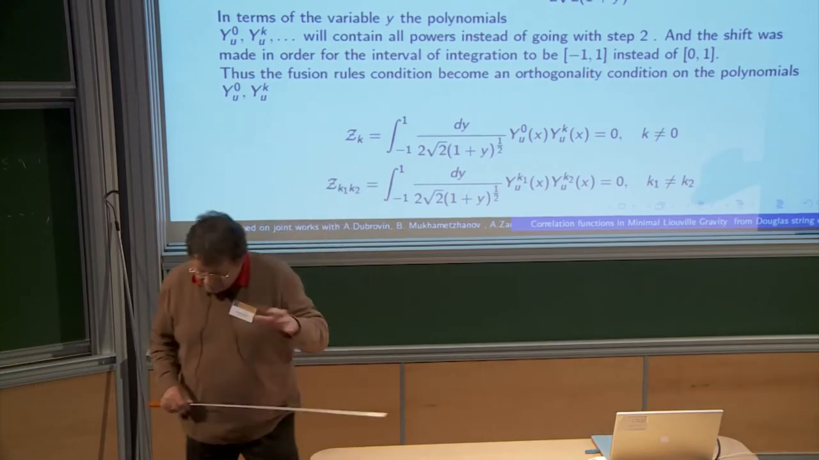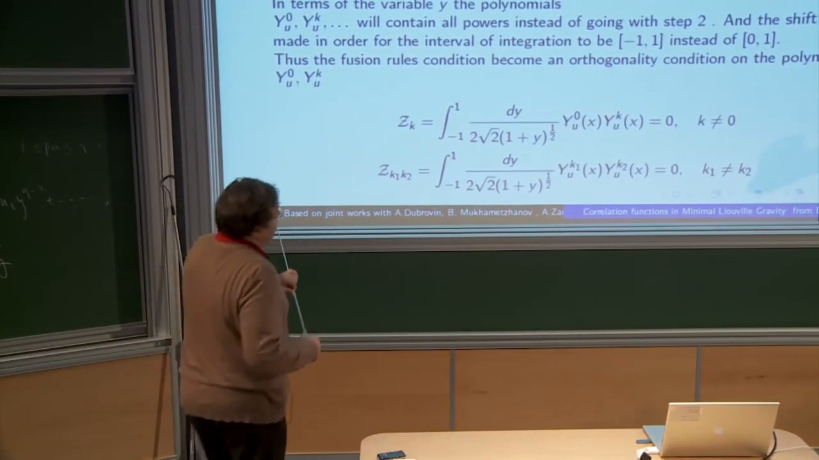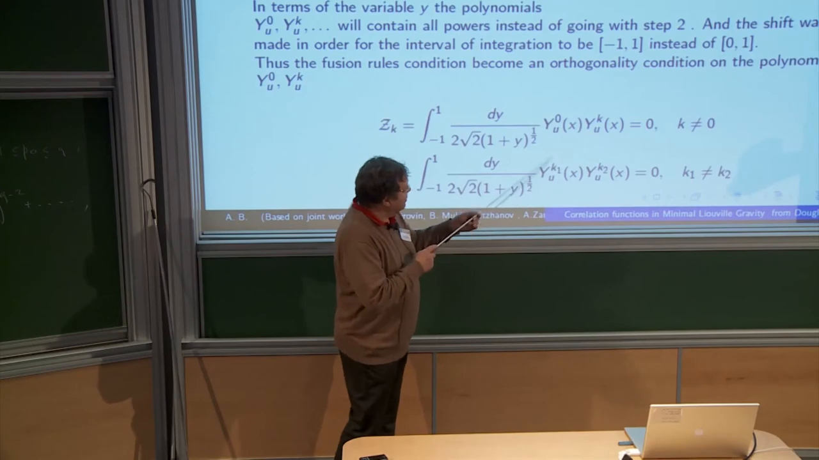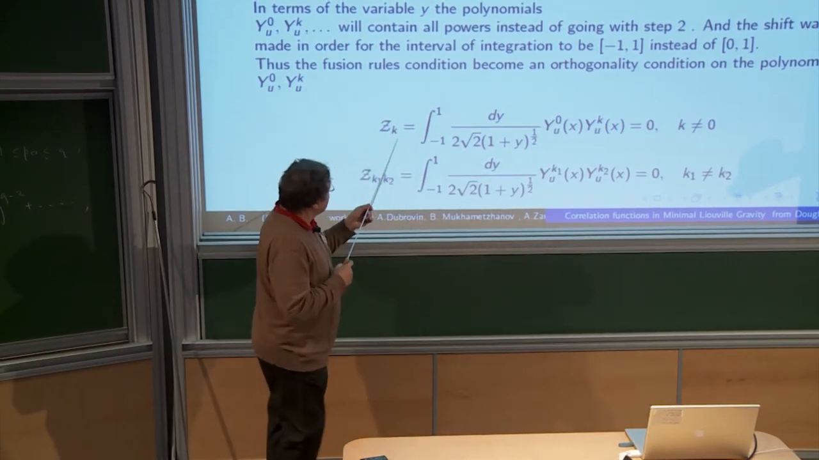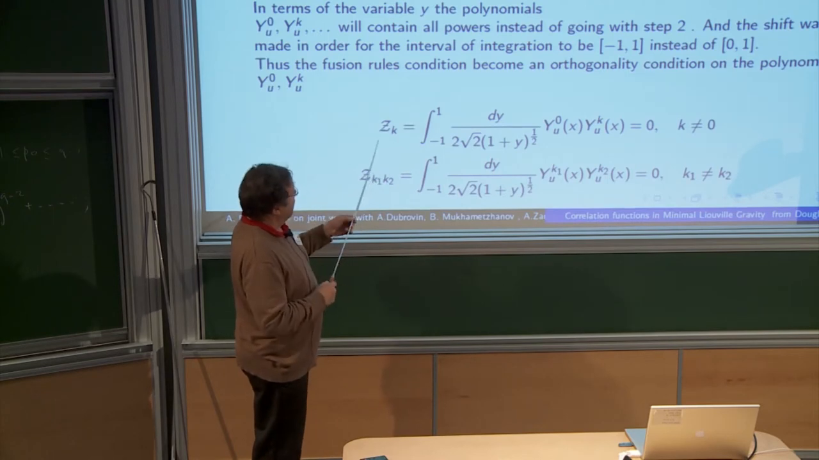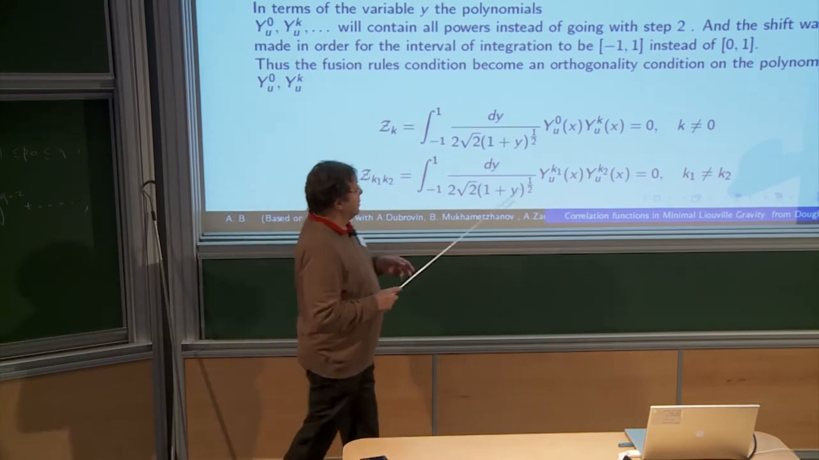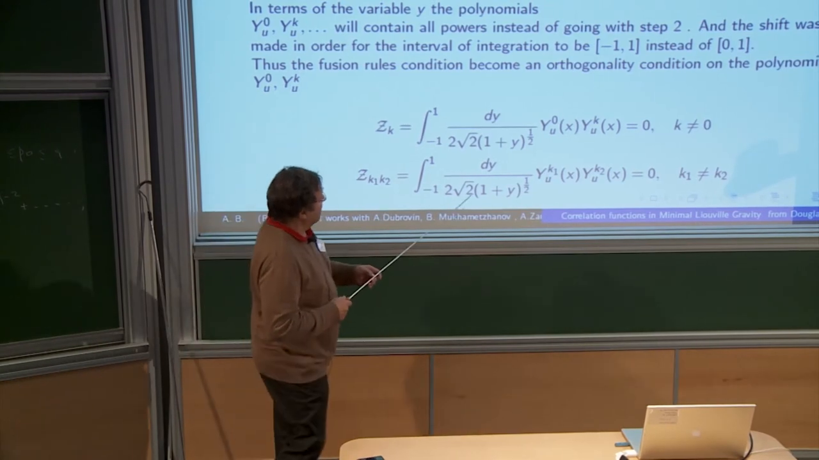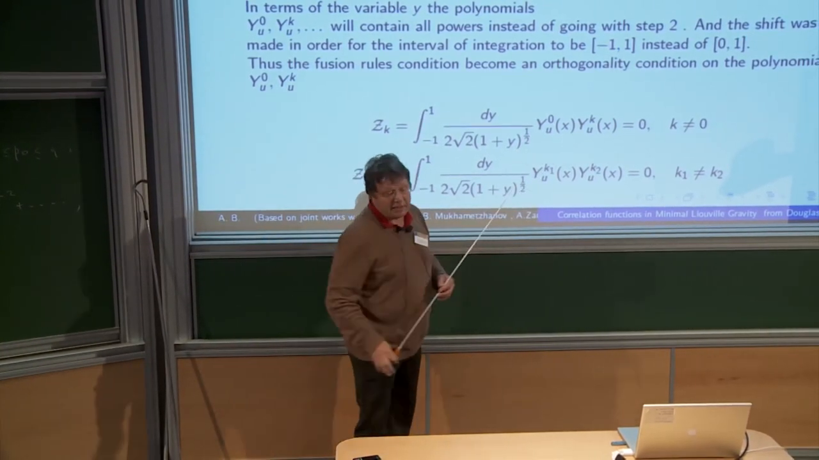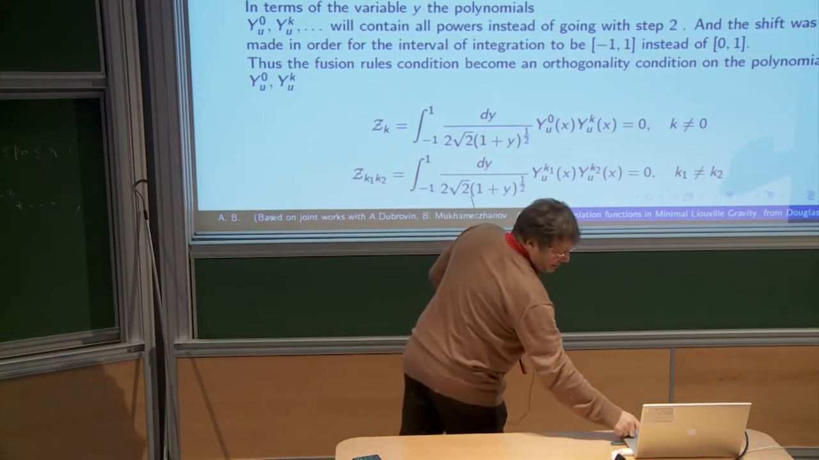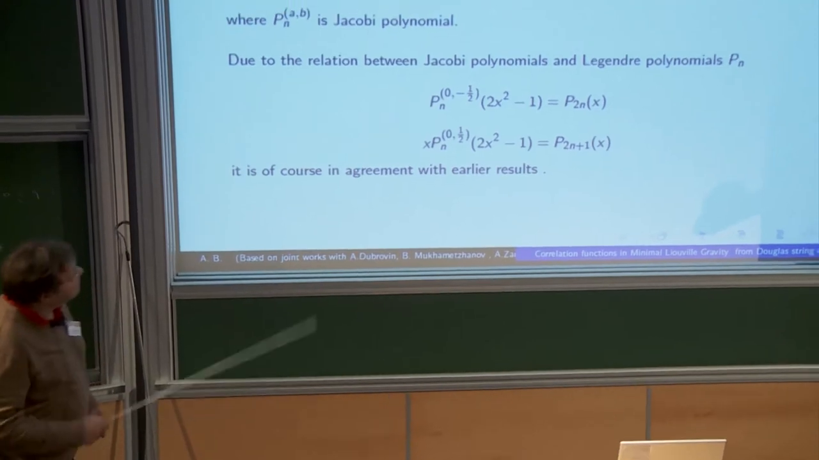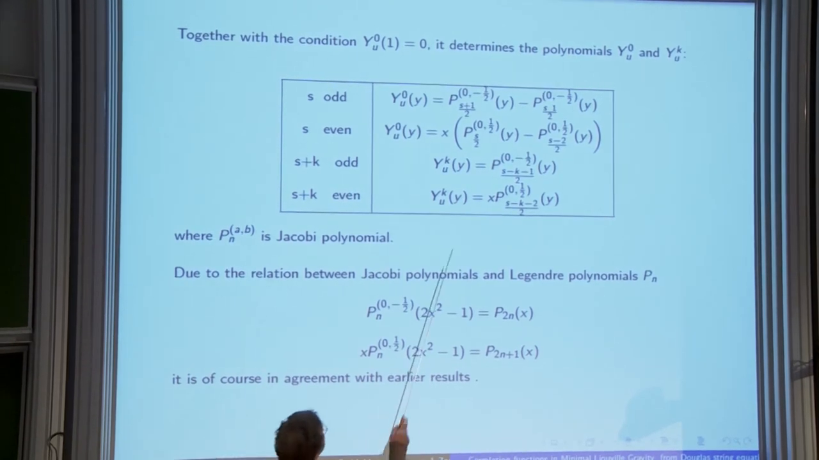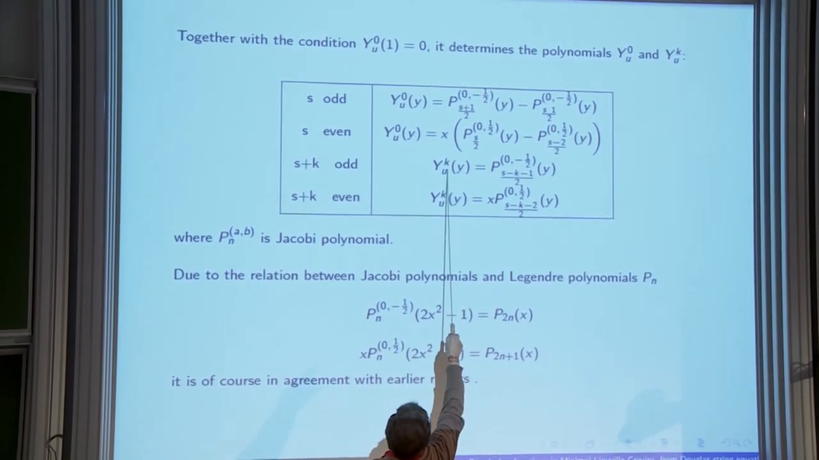I will skip this. It's very simple. We can arrive at the following statement by looking at this requirement, which follows from our selection rules. The 1-point function should be equal to zero, and the 2-point function should be as well. We arrive at the statement that yk is nothing but Jacobi polynomials of such a form, and the result is summarized in this table. We get Jacobi polynomials of this order, like this one.